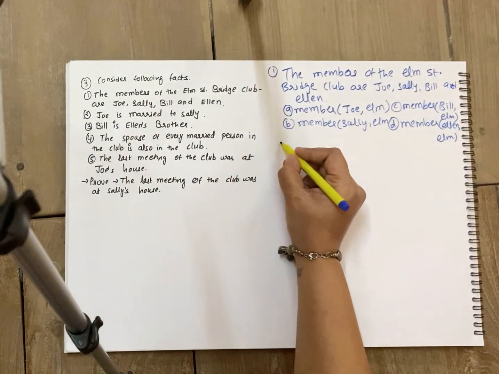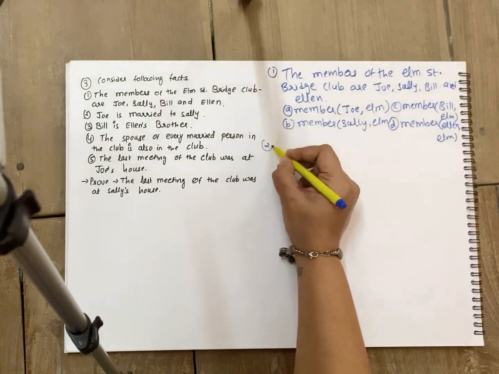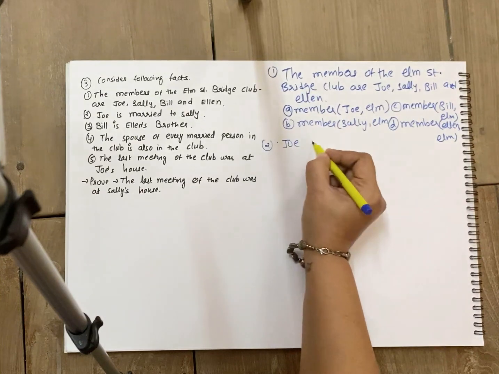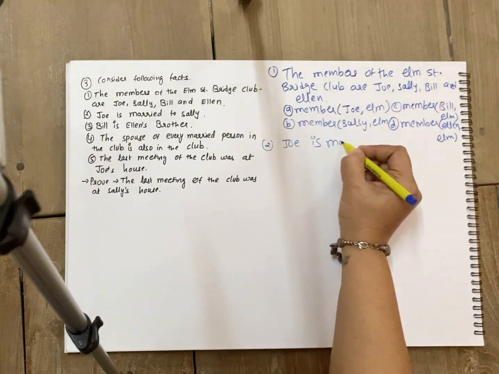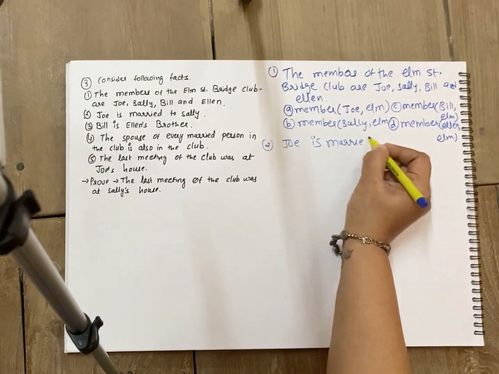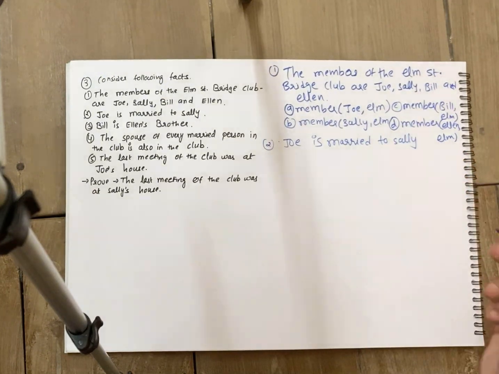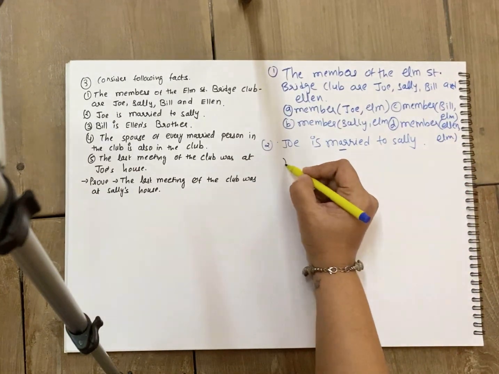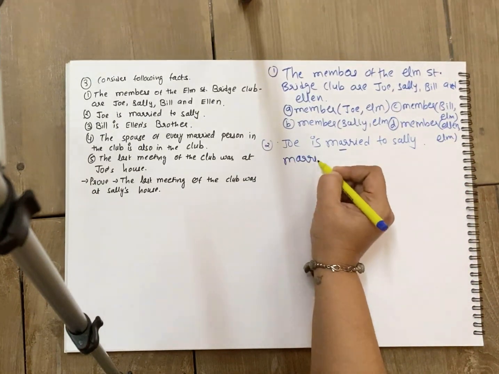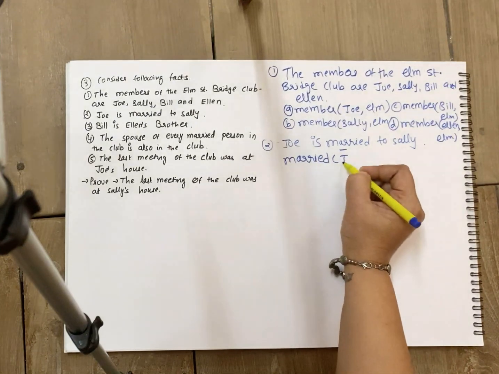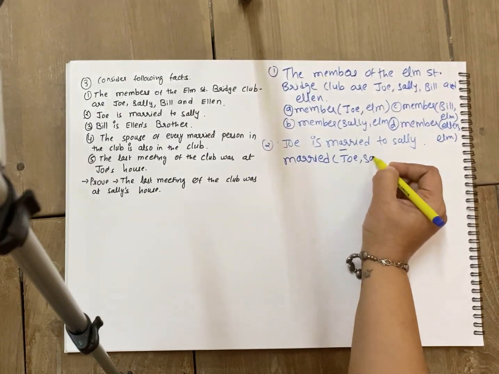Now let us quickly write down the second one. The second statement says Joe is married to Sally. So we are going to write down the equivalent predicate for the same. What is the general information here? Married. So we are going to create the predicate married, which will have Joe and Sally as arguments.